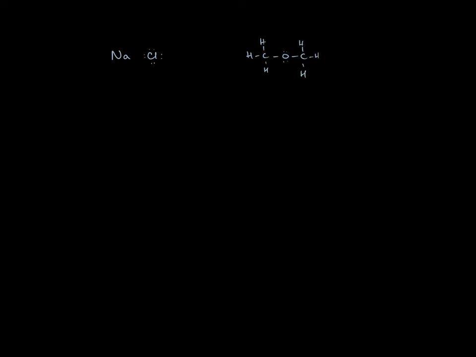All right, so here's how we assign formal charges. A formal charge for any atom in any molecule is equal to the number of electrons that it should have, or the number of normal valence electrons.